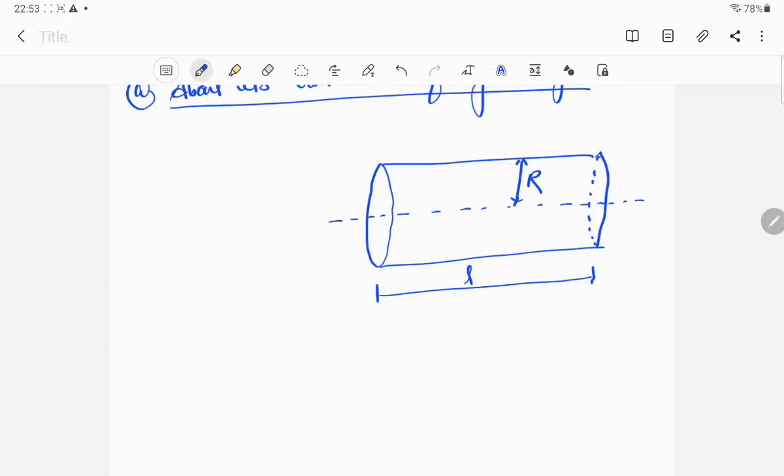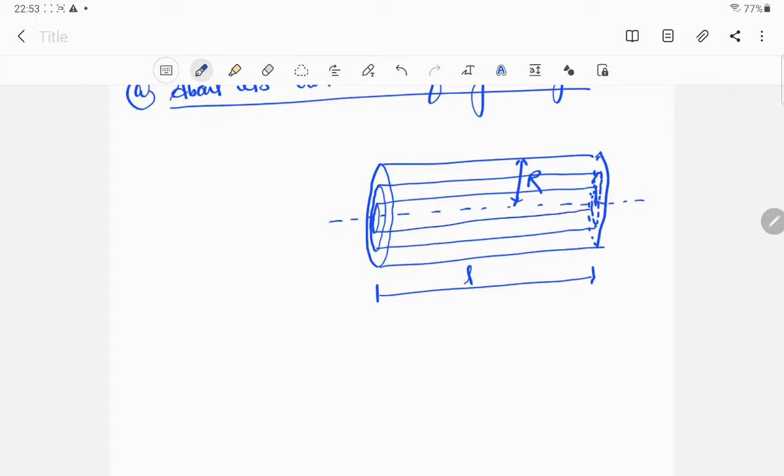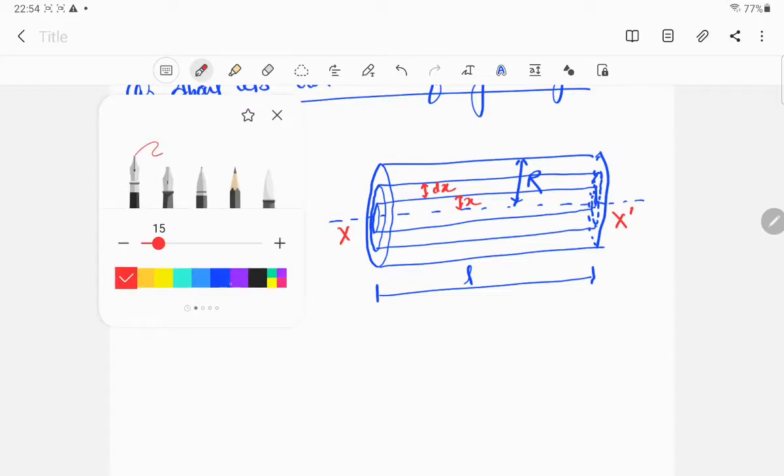Now we are going to consider a small elementary part of this bigger cylinder. We are going to consider a coaxial cylinder inside the main cylinder. You need to imagine it in 3 dimensions. Suppose that this much is x, this much is dx, and let us consider this to be x, and this x dash or x prime, whatever I call.